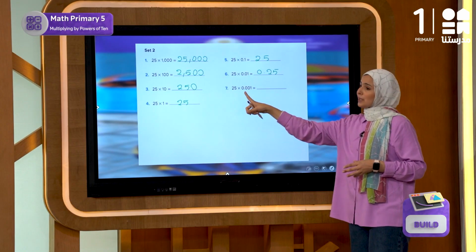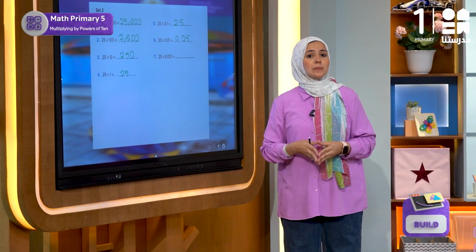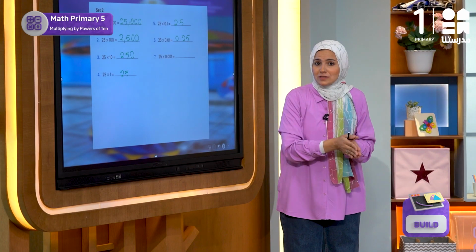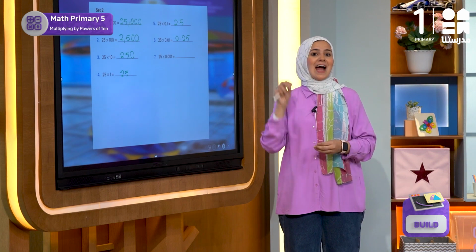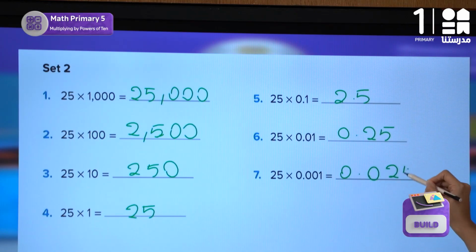Now in problem 7, what do we have? We are multiplying 25 by 1 thousandths. So the product will be 25 thousandths. That means we will write it as 0.025. As simple as that.